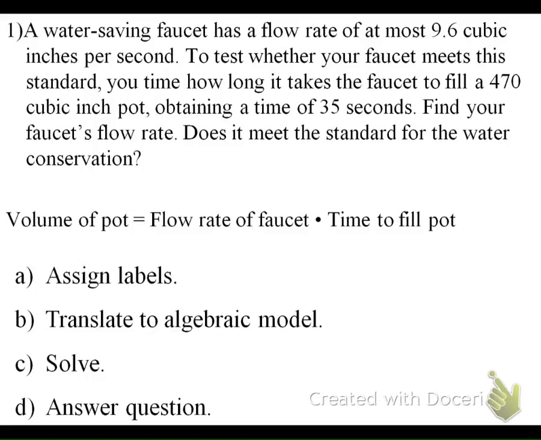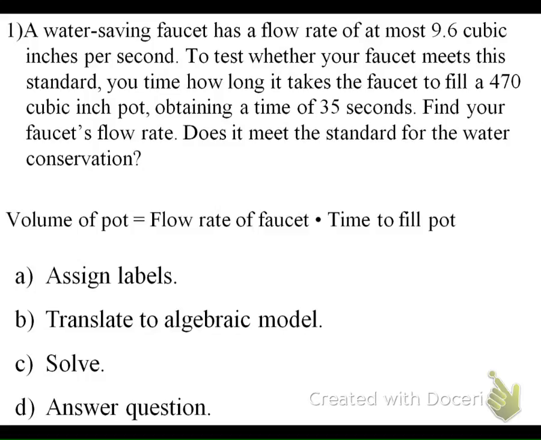So this says a water-saving faucet has a flow rate of at most 9.6 cubic inches per second. To test whether your faucet meets the standards, you time how long it takes the faucet to fill a 470 cubic inch pot, obtaining a time of 35 seconds. Find your faucet's flow rate. Does it meet the standard for water conservation?